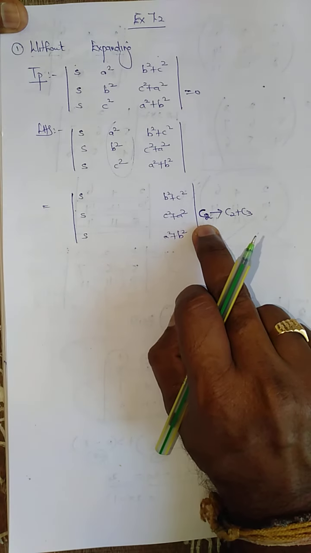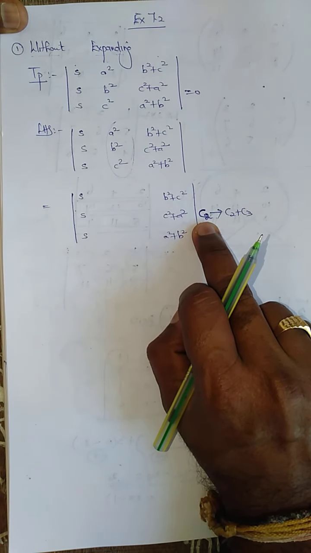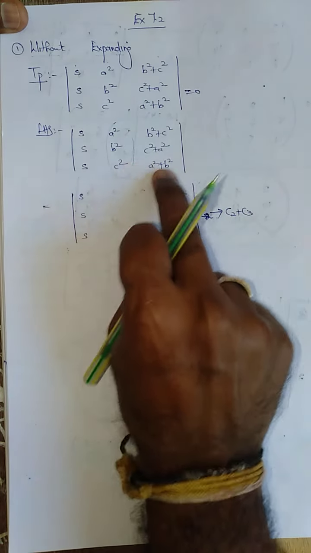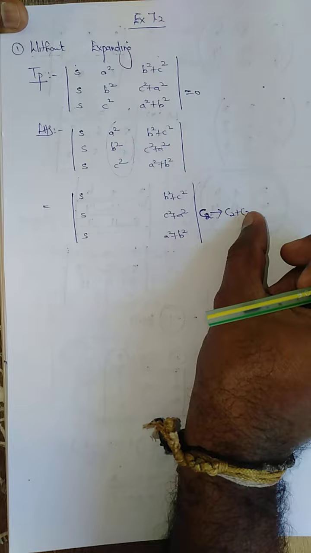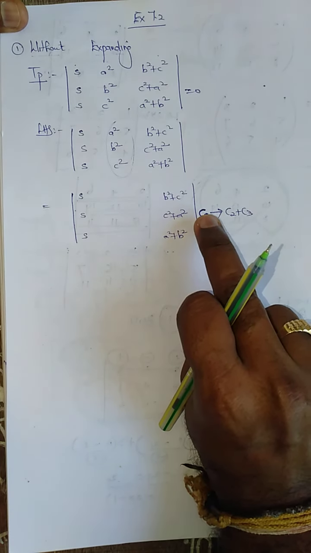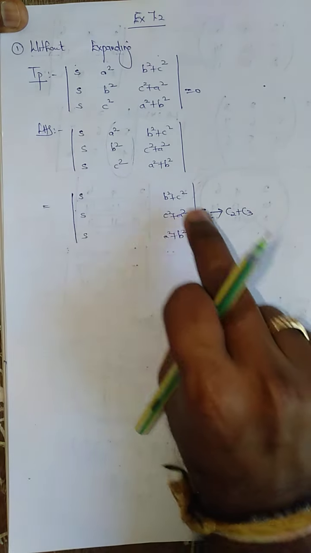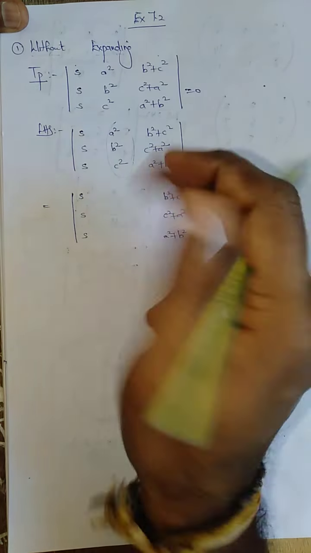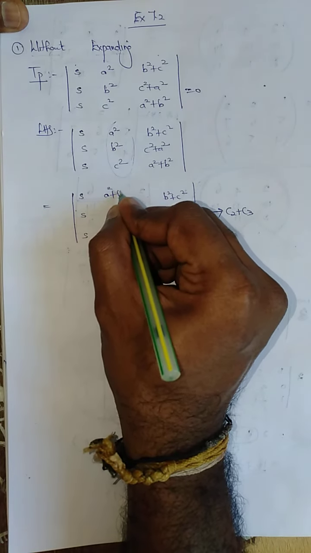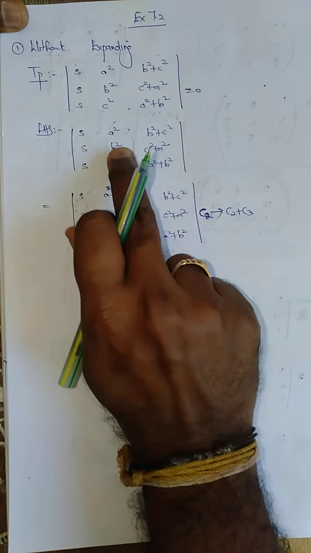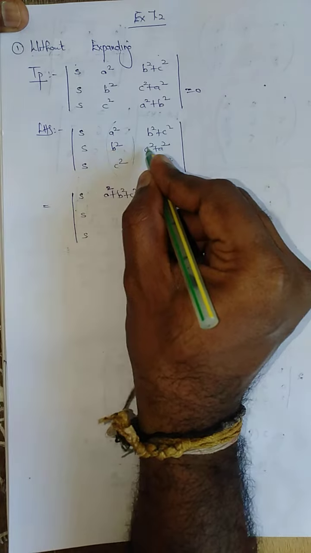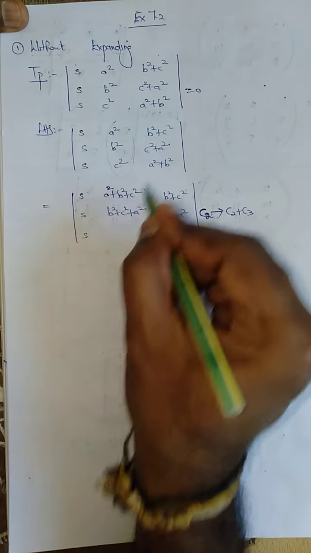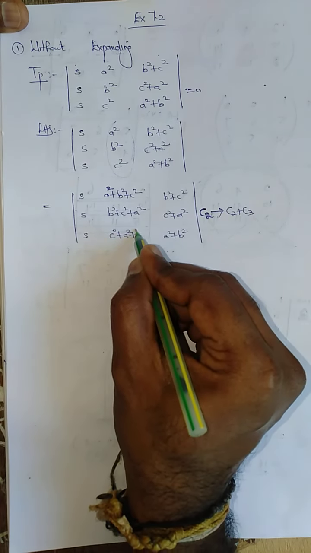There is a change in C2. C2 is nothing but C2 plus C3, so I need to add these two columns. This one is C2, this one is C3. If I add C2 plus C3, I put it in C2. So the first row becomes A square plus B square plus C square, the second row B square plus C square plus A square, and the third row C square plus A square plus B square.